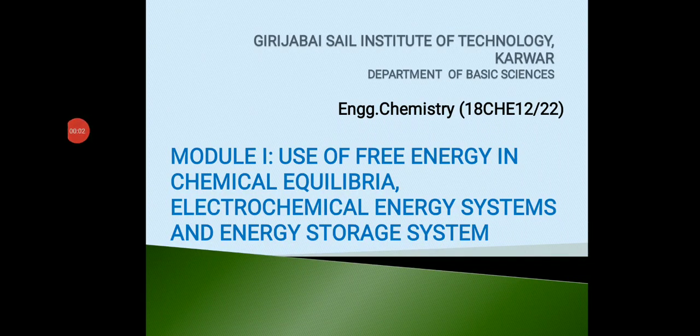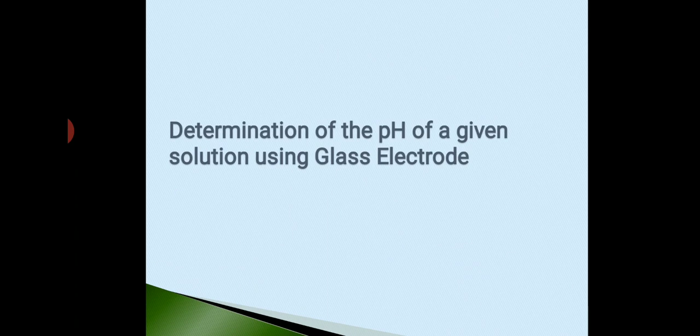Hello students, today in this video once again we'll understand one more important topic from module 1, that is determination of pH of a given solution using glass electrode. In the previous video we have understood the principle and the construction of glass electrode. This glass electrode is one of the examples of an ion selective electrode.